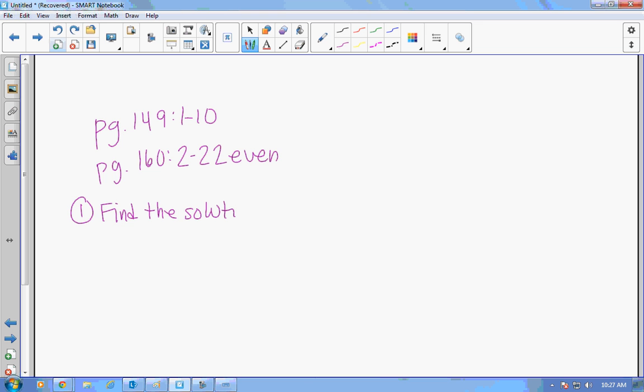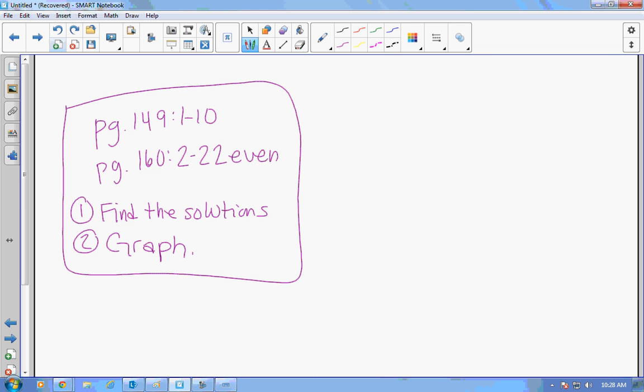Here is the homework. Every single problem, I want you to do 2 things. Find the solutions and graph. Even if the directions in the book don't say graph, I want you to graph. Every single problem, you should have the solutions and you should graph.